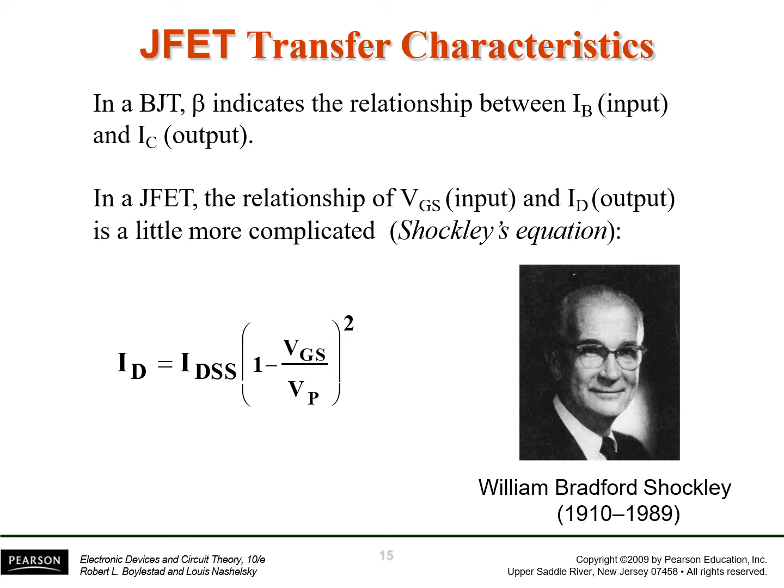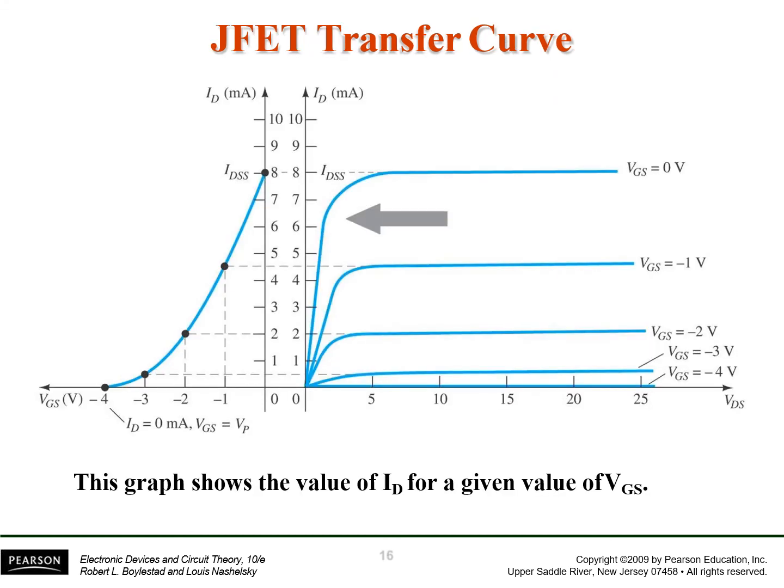Here you can see we have an IDSS value and a VP value also. IDSS and VP are the characteristics of that particular FET, while ID depends on VGS. Let's see how they depend upon each other. For example, as we go on increasing the value of VGS, if it is at 0, the curve would saturate at IDSS.